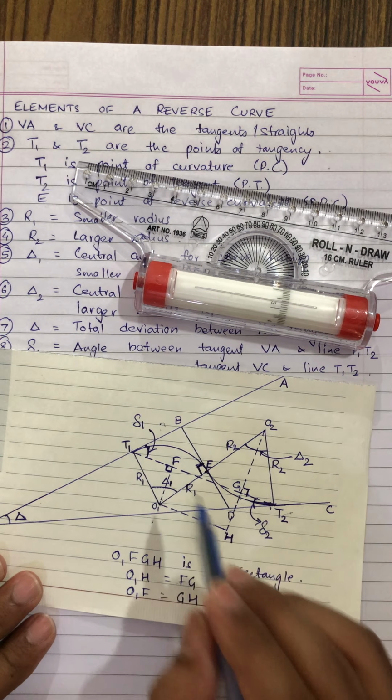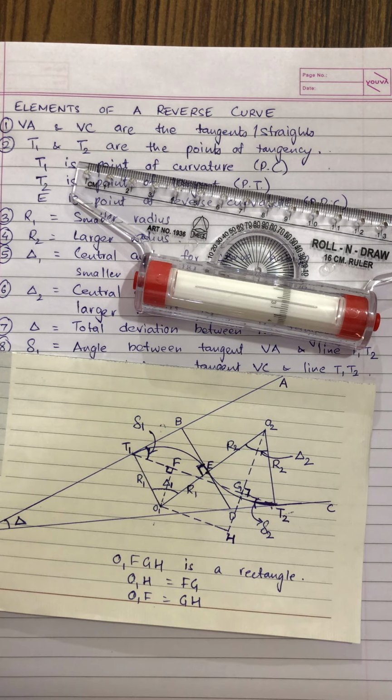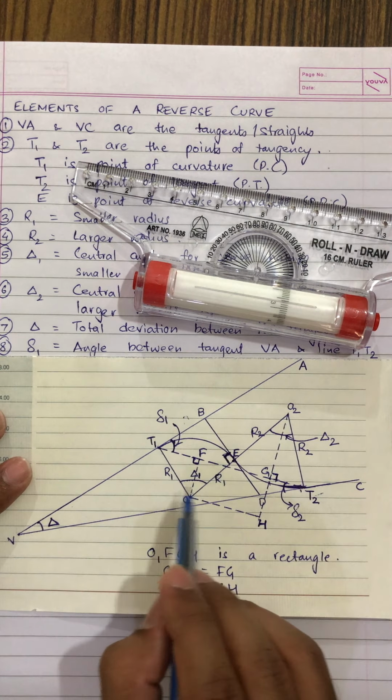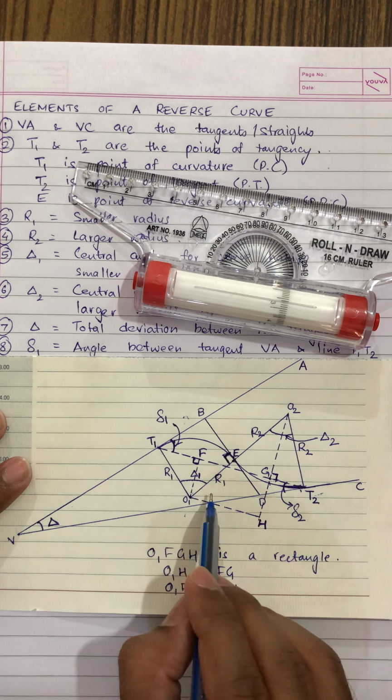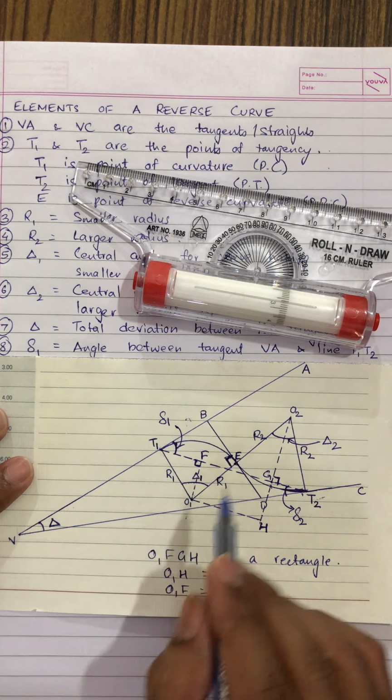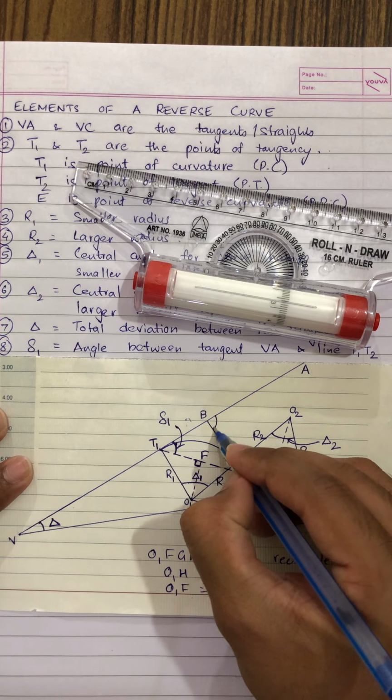Now, as this is a rectangle, and since this is the central angle delta 1, obviously, according to the properties of a circle, if this is delta 1, this angle should also be equal to delta 1.